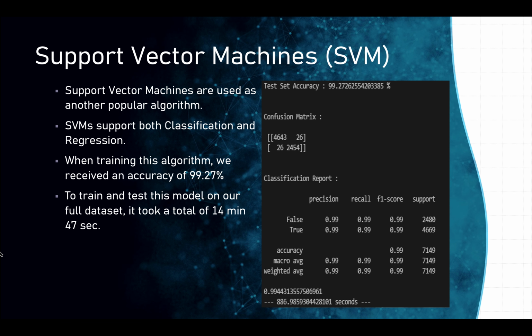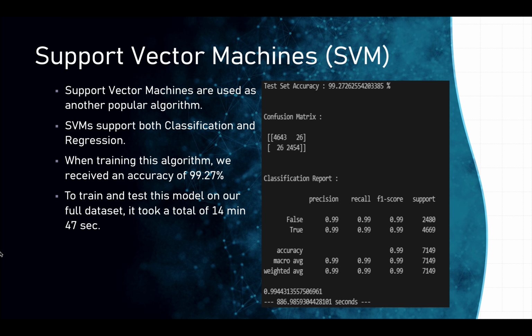So next up, we have support vector machines. Support vector machines are used as another popular algorithm. SVMs support both classification and regression. In our case, we used classification. And when training this algorithm, we received an accuracy of 99.27%.